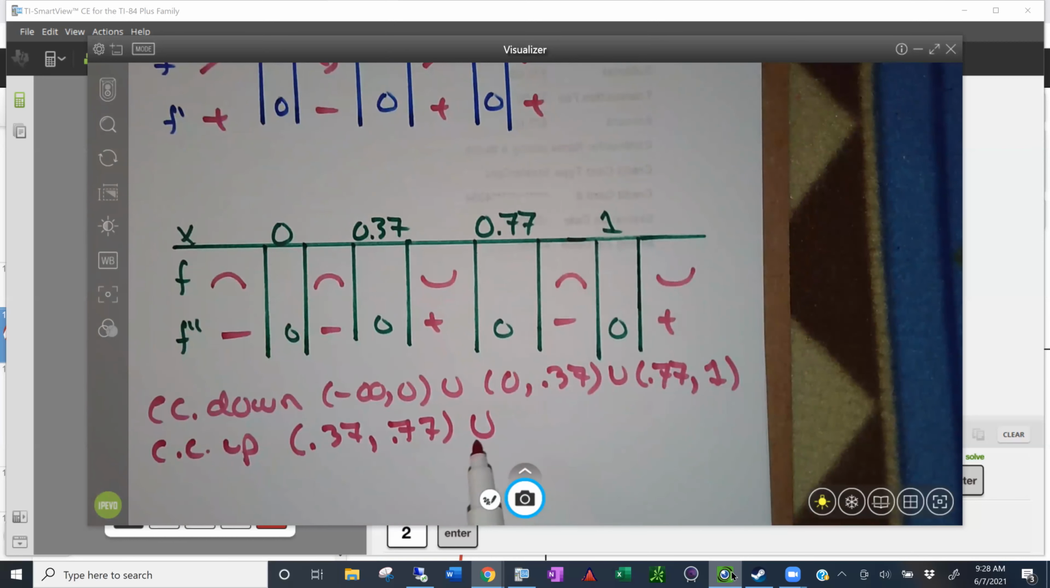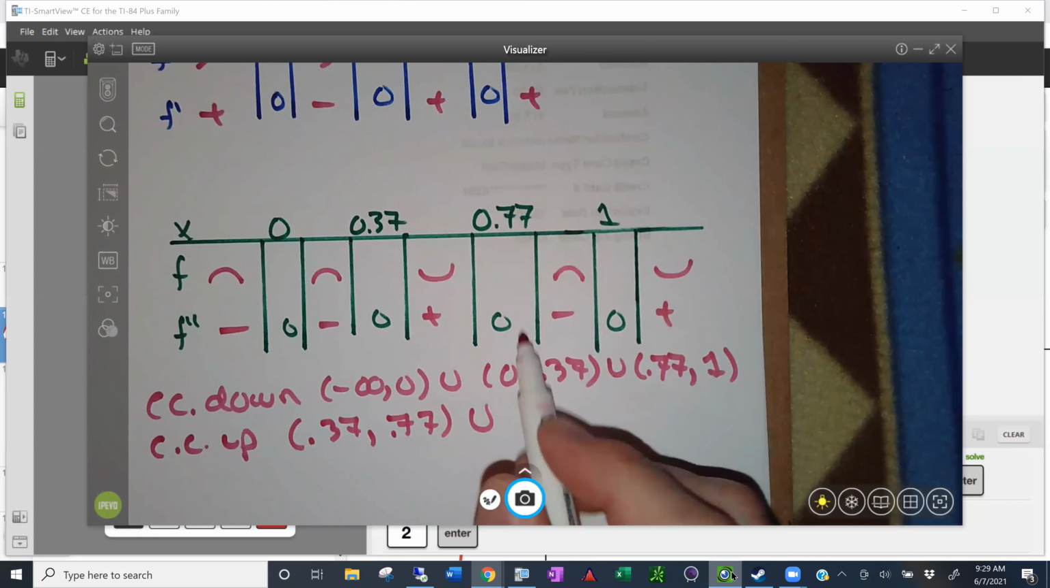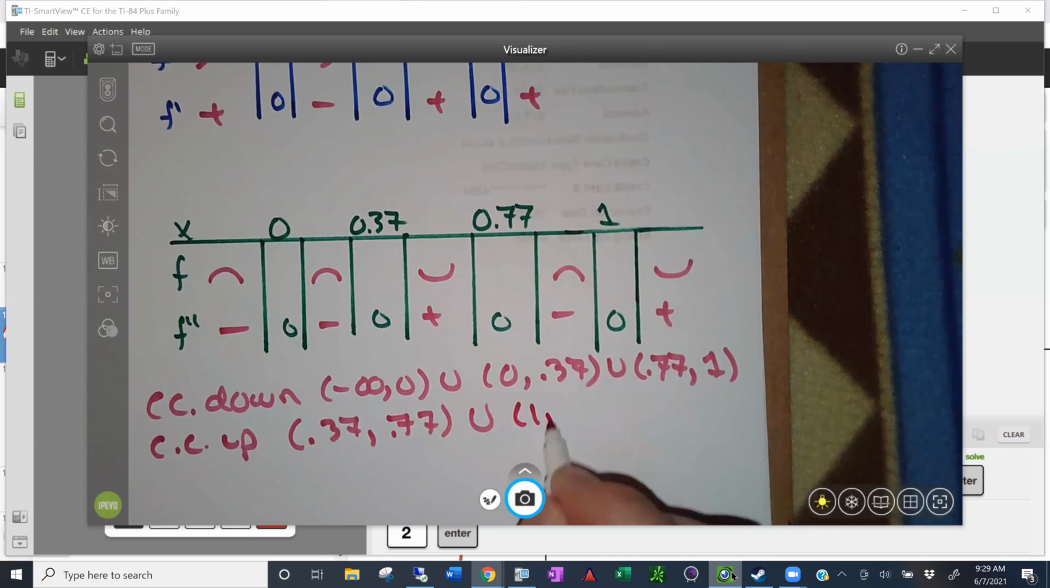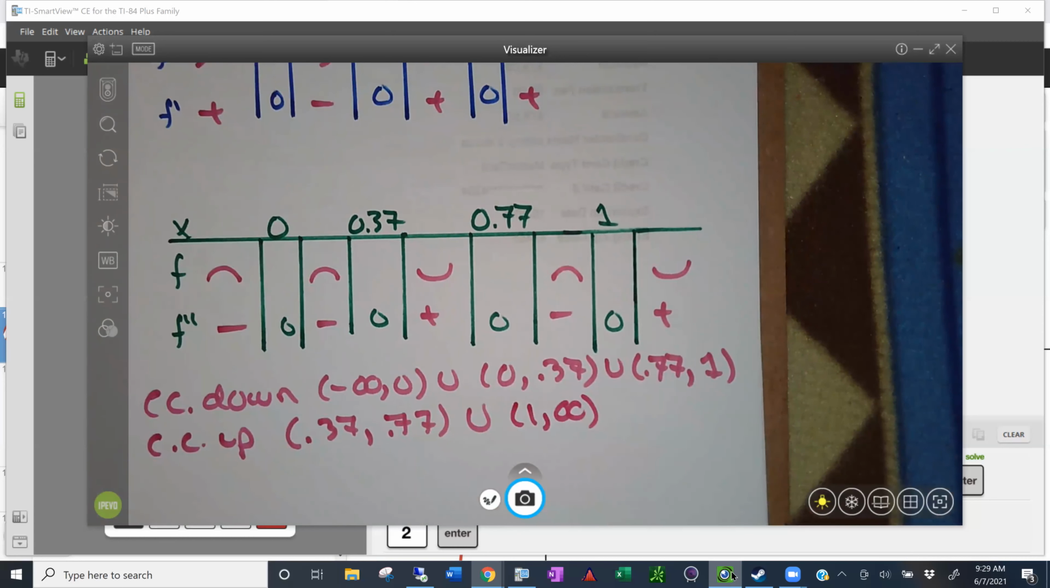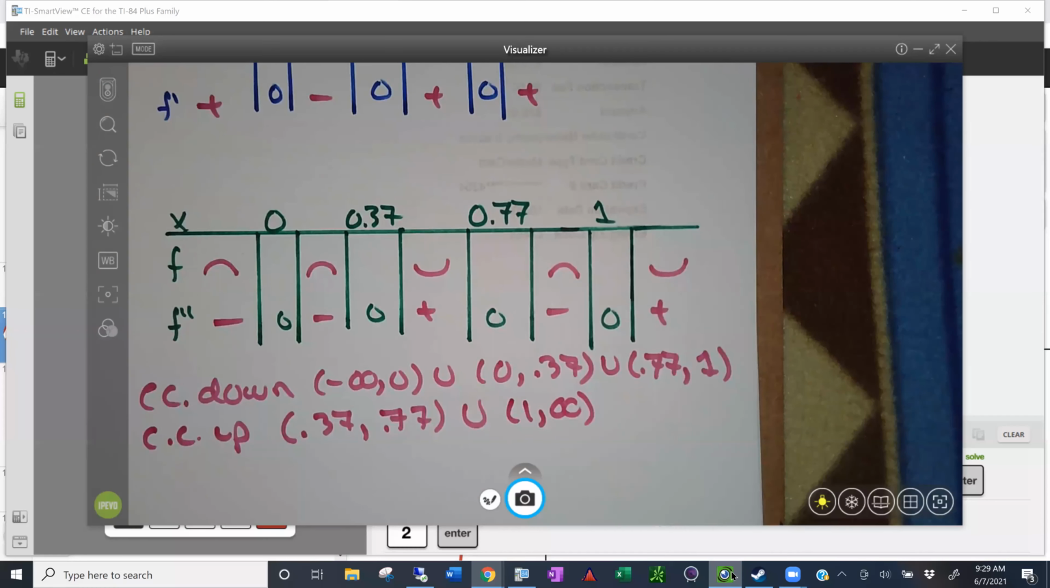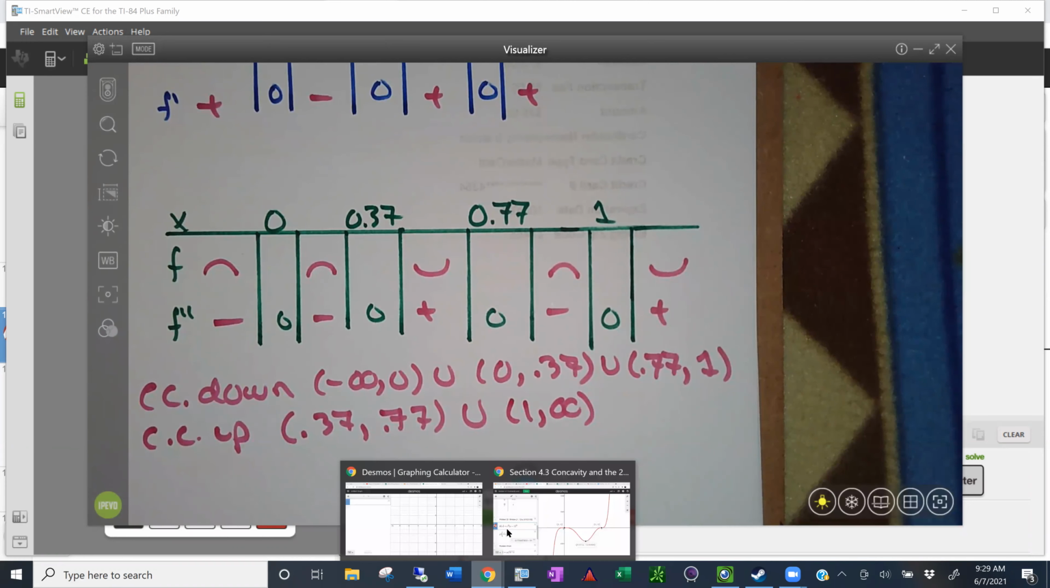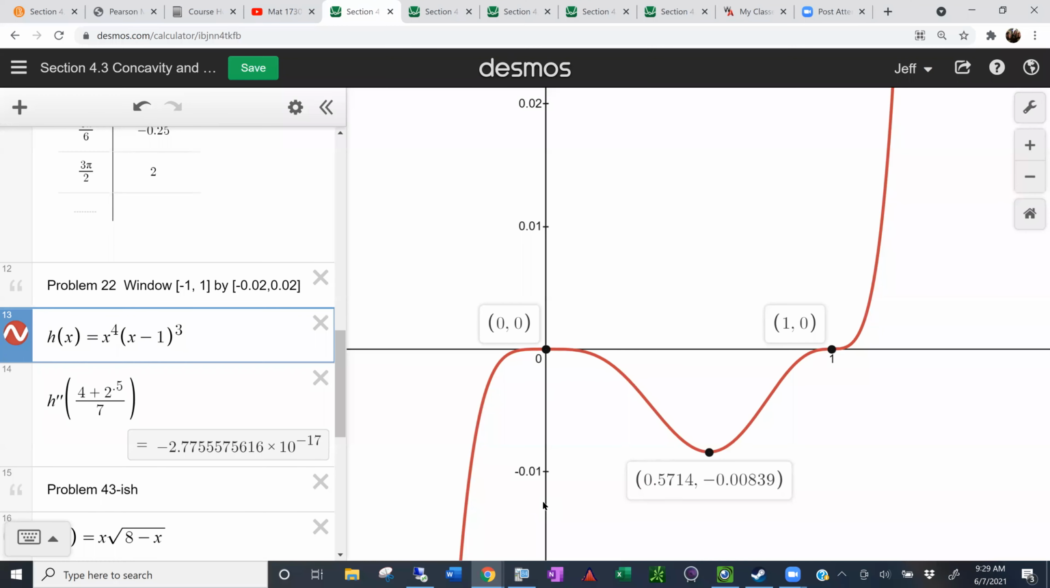This is just my symbol, union. WebAssign would have you use a comma here. I'm just using a math symbol just because of my training. And then finally 1 to infinity. Let's see if this matches what we see in the graph. In particular, 1 to infinity, 0.37 to 0.77. Does it seem to make sense with what we're seeing on the graph?